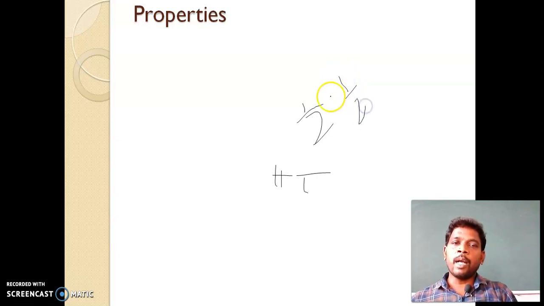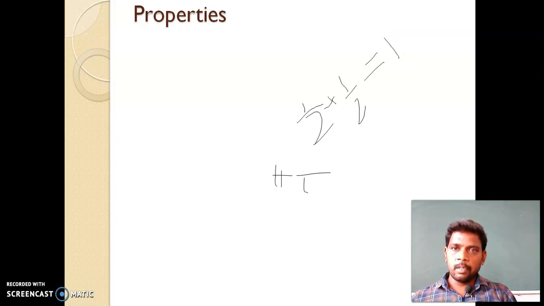Now what about the addition of these two probabilities? This 1 by 2 is nothing but the probability of getting head. This 1 by 2 is nothing but the probability of getting tail. So here I found the sum of the probabilities of all the events. When you are tossing a coin, only two events are there, right? So 1 by 2 is the probability of getting head, and one more 1 by 2 is the probability of getting tail. If you add these two probabilities, the answer will be 1.